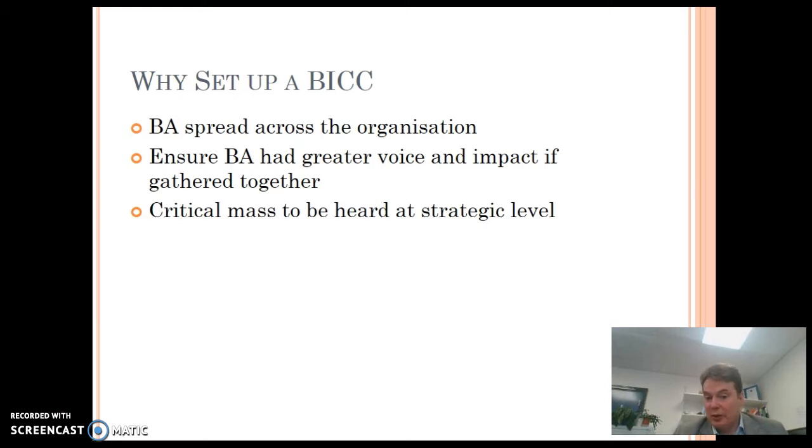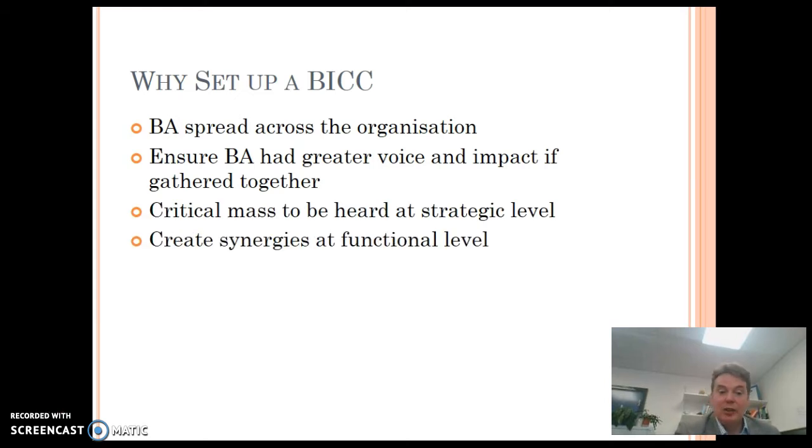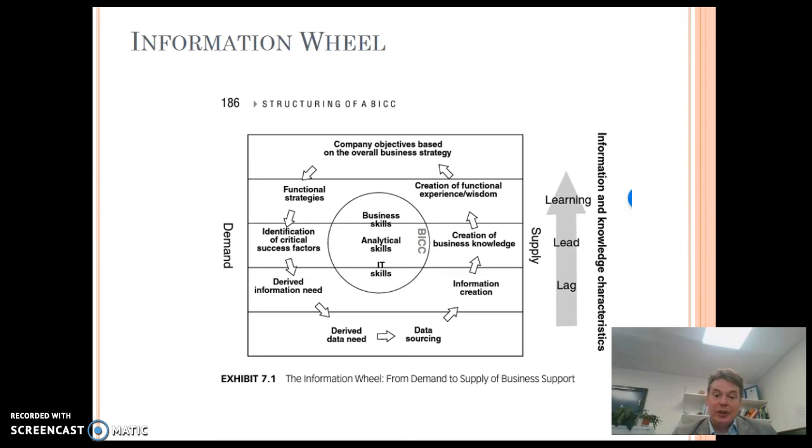So this idea is, with a critical mass that can be heard at the strategic level, but also by bringing them together, they can actually create synergies at the functional level. So, HR is responsible for determining how much people get paid. Payroll is responsible for paying them. Accounting is responsible for measuring how much they've been paid. So, if we have all these different departments using the same data or the same people, it would be really useful if they were actually talking to each other and creating synergies.